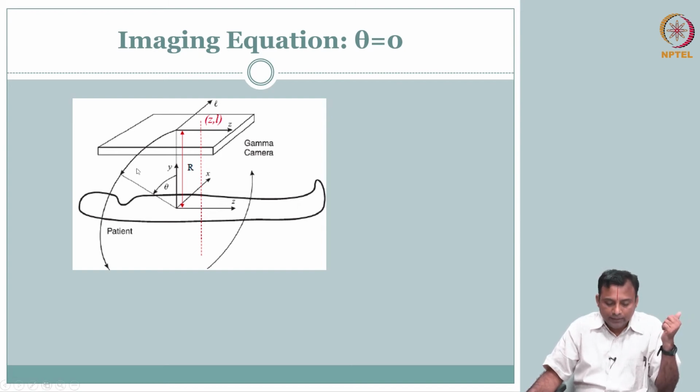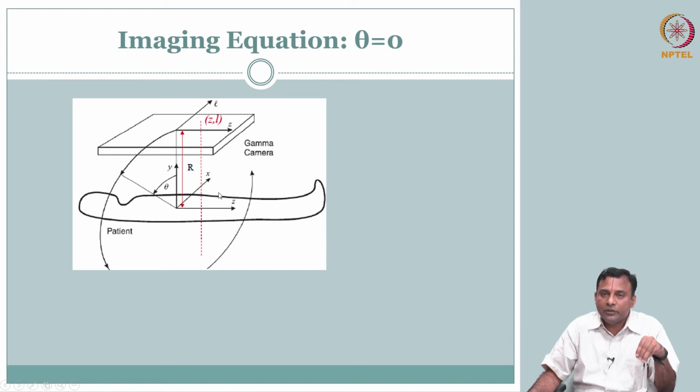So here is the setup. The camera is going to move around the patient. These are going to be your coordinates. You have your R, the distance from the center of the patient to the detector, that is your capital R, and you have this L, and Z, oh, Z is going from head to tail.